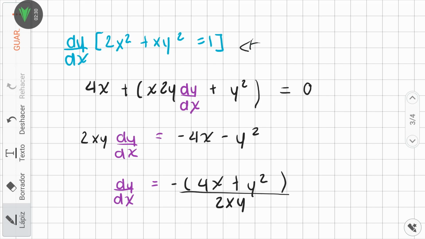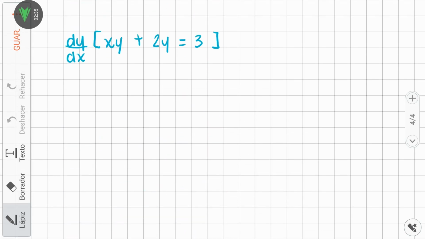Now let's do one last example. Say you have dy/dx of xy plus 2y equals 3. So, as always, first you find the derivative of both sides of the equation. Again, here you have a product, so you apply the product rule: first, the first term times the derivative of the second one.